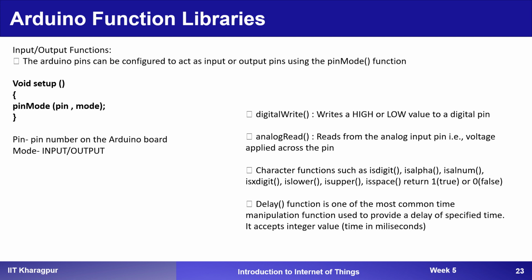And then there is one function called the delay function, which is used to add delay in your program. Basically it accepts an integer value, and the value it accepts is in milliseconds. So for example, if you are passing a value of 7000, it means it will create a delay of 7 seconds or 7000 milliseconds.